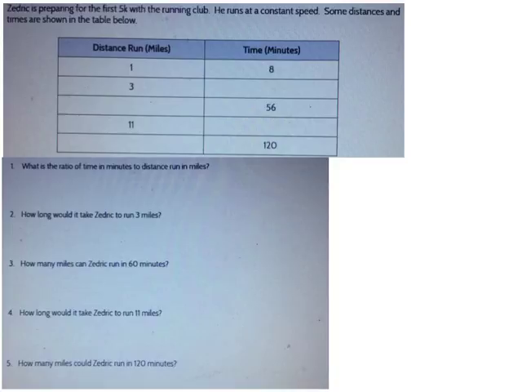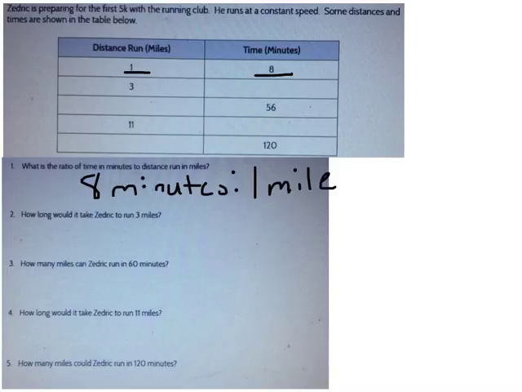Now let's look at our first activity. Today we're going to use ratio tables to create equivalent ratios. Zedric is preparing for the first 5K with the running club. He runs at a constant speed. Some distances and times are shown in the table below. What is the ratio of time in minutes to distance run in miles? Well, I can see that for 8 minutes, there's 1 mile. So the ratio is 8 minutes to 1 mile.